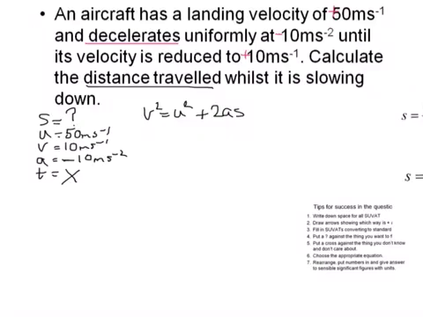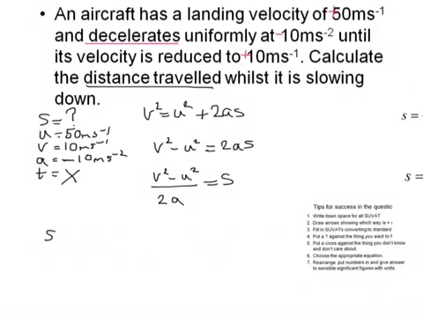Now we need to rearrange this, and first of all I'm going to subtract u squared from both sides, so that will give me v squared minus u squared equals 2as, and then I'm going to divide both sides by 2a, which will give me v squared minus u squared divided by 2a equals s. And now I need to put the numbers in so I can find the s, so let's do that.